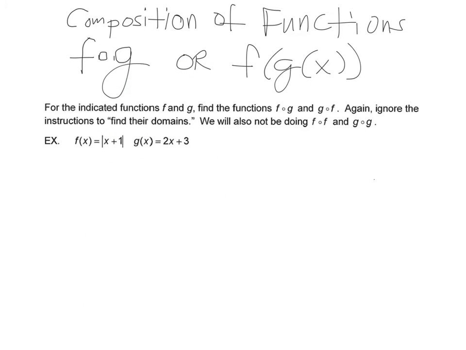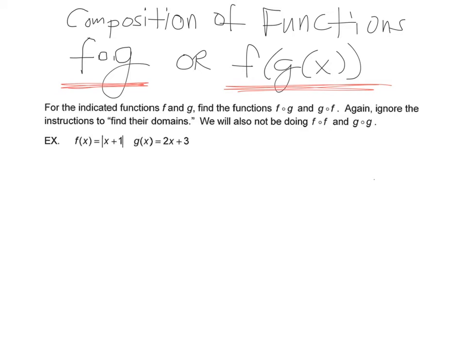When we're plugging an entire function into another function, which is called composition of functions, there's a couple of different notations. You might have f with this little circle, g, and that's read f of g, or you might have the parentheses, and that's read f of g of x. But both of these indicate that the function on the right will be replacing all of the x's in the function on the left. So it says for the indicated functions f and g, find the functions f of g and g of f.